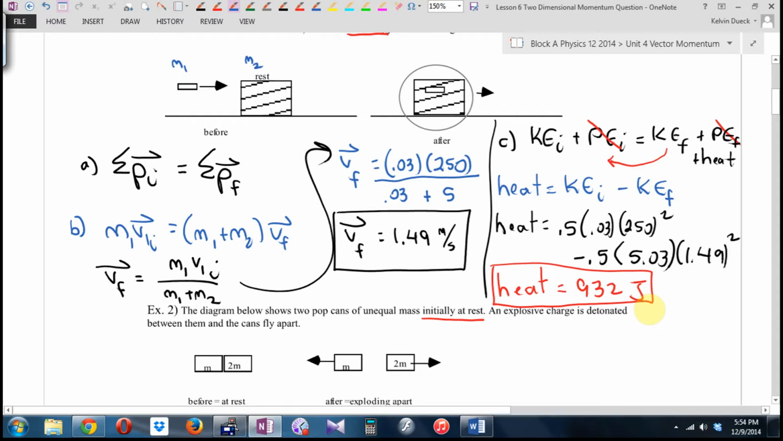Doesn't mean that energy isn't conserved. Overall energy is conserved, but kinetic energy is not conserved. A lot of your kinetic energy vanishes and goes into heat when they stick together.